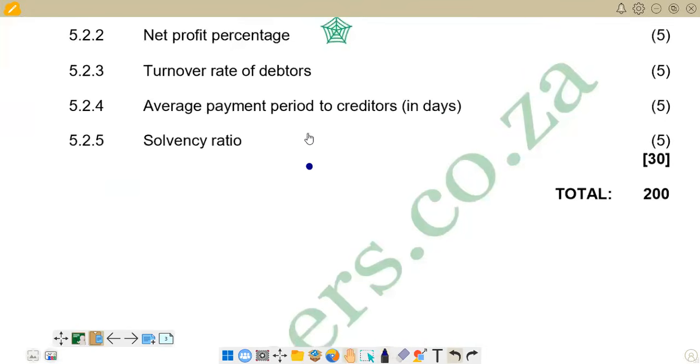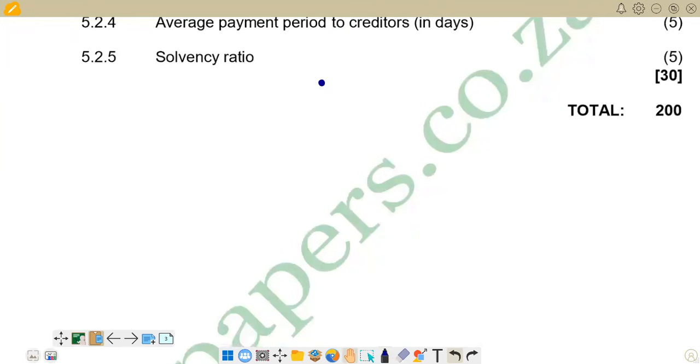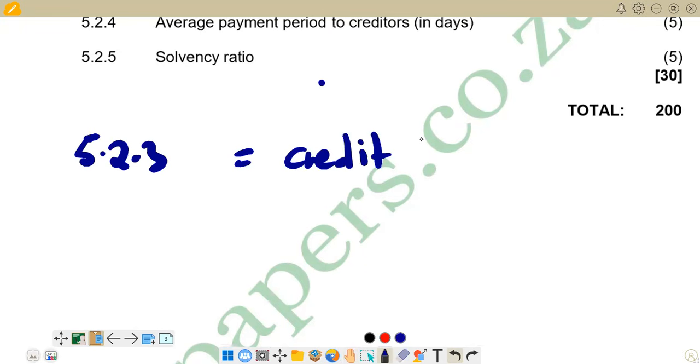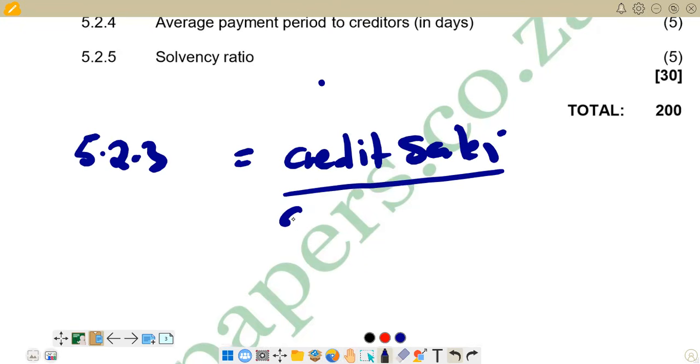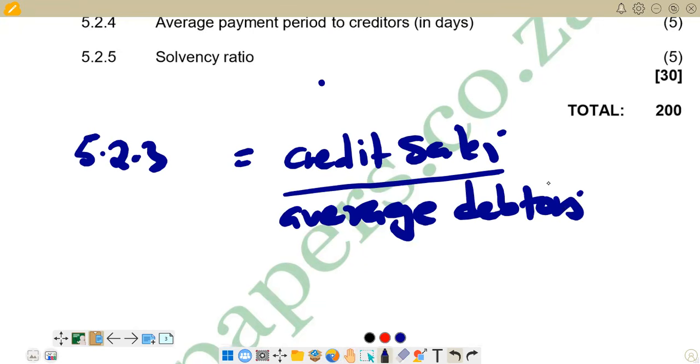5.2.3 now. Turnover rate of debtors. We are now on 5.2.3. So on turnover rate of debtors, the formula that we use is credit sales over average debtors. So we are saying credit sales over average debtors. So this is the figure that we have.